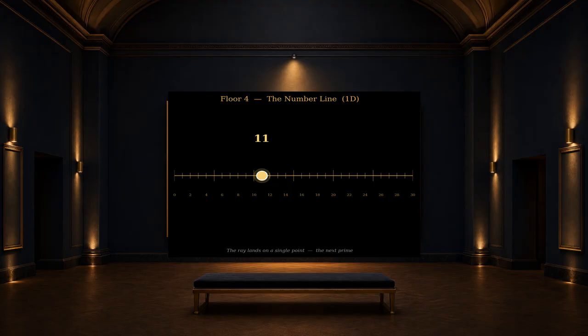This is the machine. 4 floors stacked above the number line. 1 tick walks the ray downward. The ray lands on the next prime. That was episode 3.